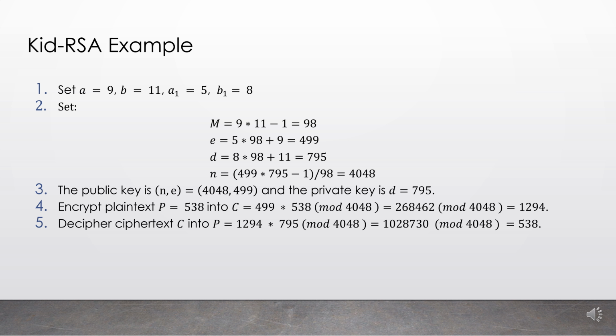So we can move on to step 4, which is encrypting plaintext, and we set the plaintext equal to 538. And with this formula, C equals E times P mod N, we can plug in the values, and eventually we get the ciphertext number as 1294. So with the ciphertext now, we can revert it back to plaintext using the formula P equals C times D mod N. Eventually, we get that number to be 538, which is the original plaintext.